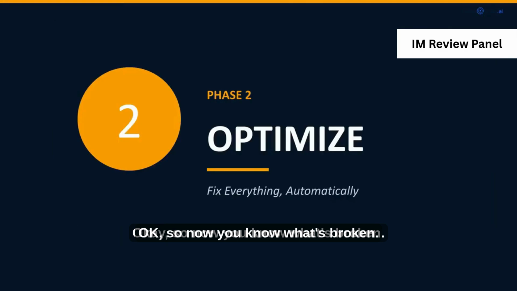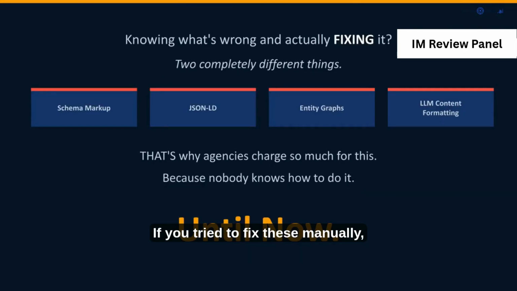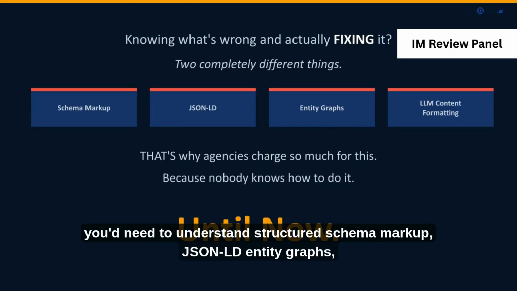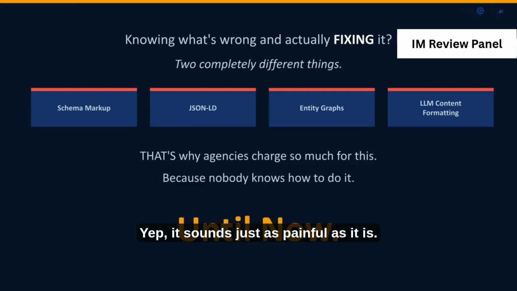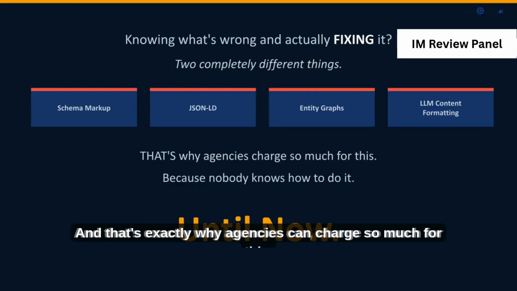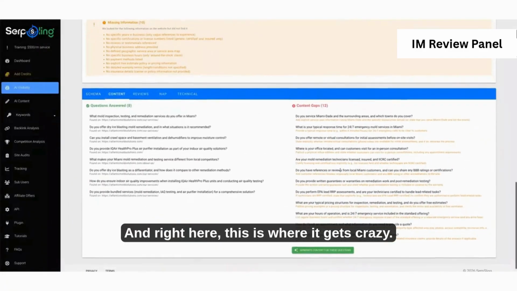Okay, so now you know what's broken. But here's where most people get stuck. Because knowing what's wrong and actually fixing it, 2 completely different things. If you tried to fix these manually, you'd need to understand structured schema markup, JSON-LD, entity graphs, LLM-ready content formatting, and more. Yep, it sounds just as painful as it is. And that's exactly why agencies can charge so much for this, because nobody knows how to do it. Until now. And right here, this is where it gets crazy.